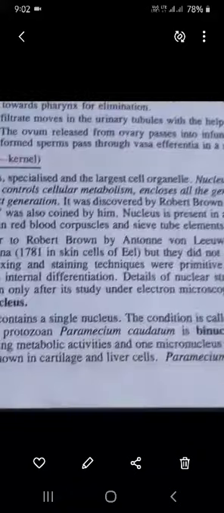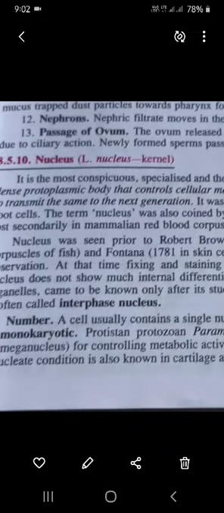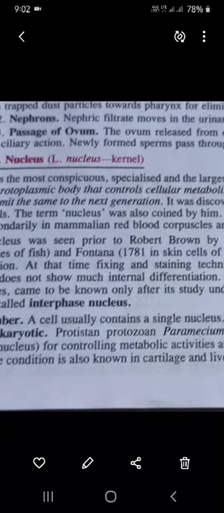And the topic for class 11th is cell, as we are dealing with the cell, and then cell organelles. Today our topic is nucleus. Nucleus is a Latin word. Nucleus means kernel, center. It is the most conspicuous, specialized and largest organelle.